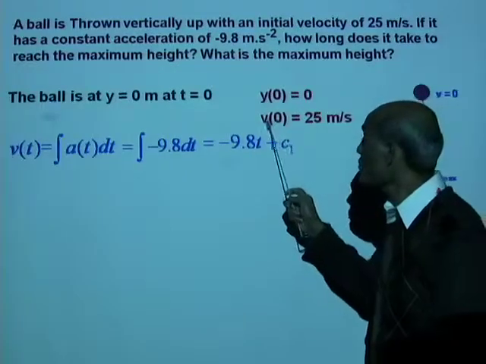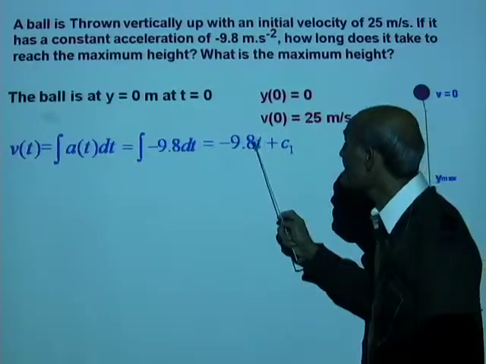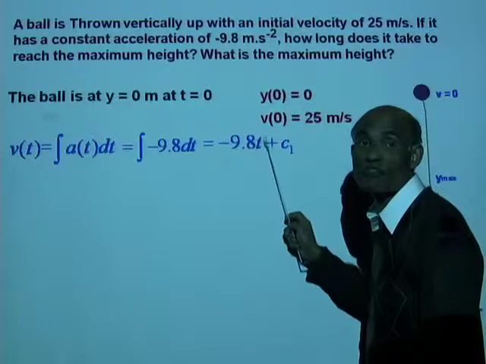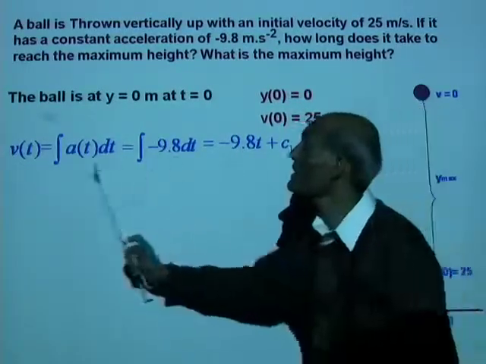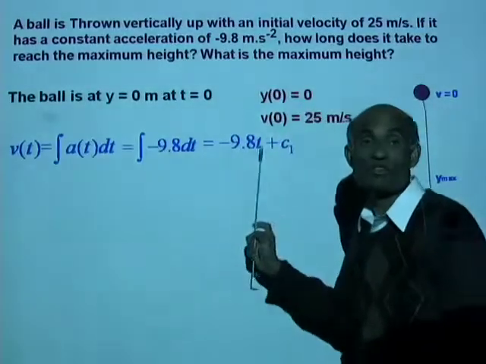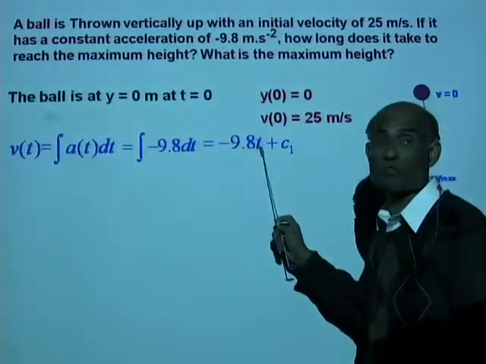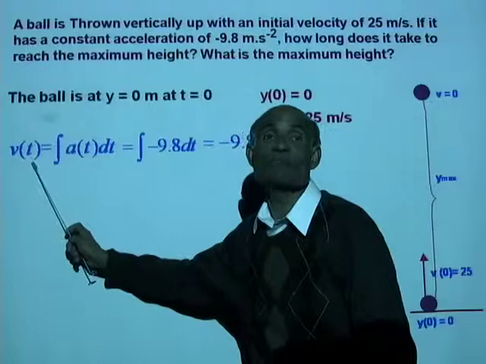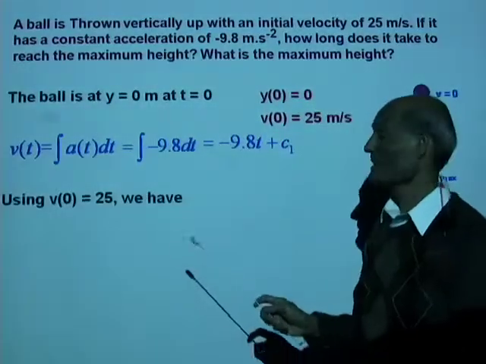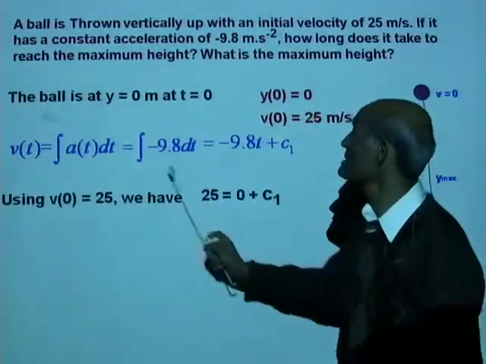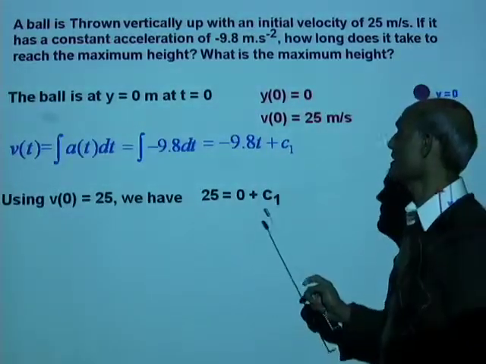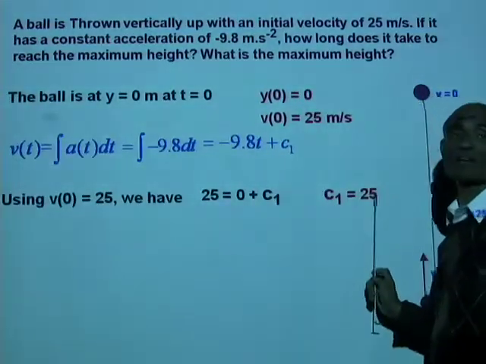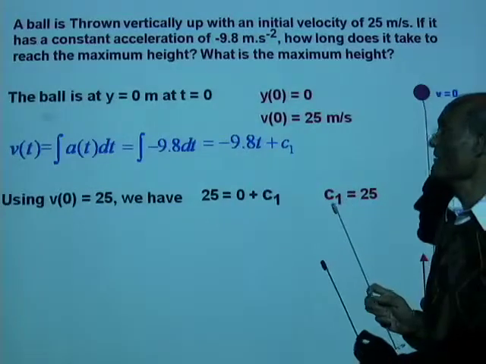c1 can be found using this condition. When t equals 0, when you replace this t by 0, then your v will be 25. So when this term becomes 0, the value of v will be 25. So we have 25 equal to 0 plus c1. That gives you c1 equal to 25.